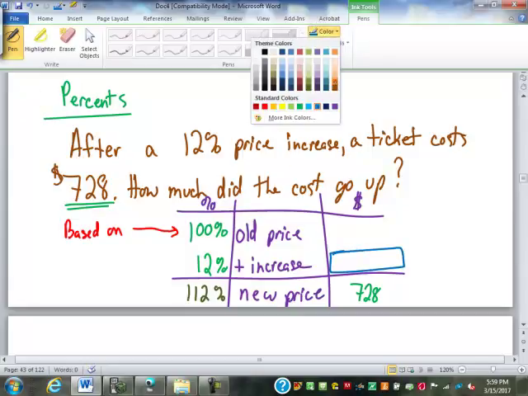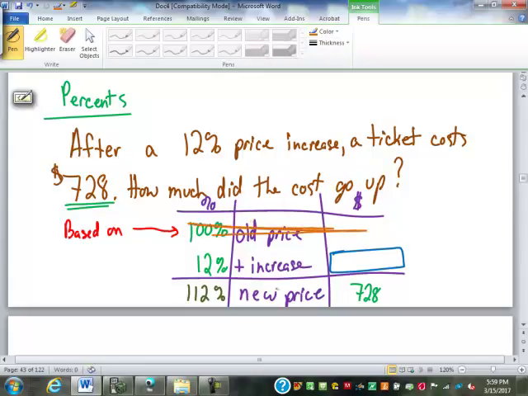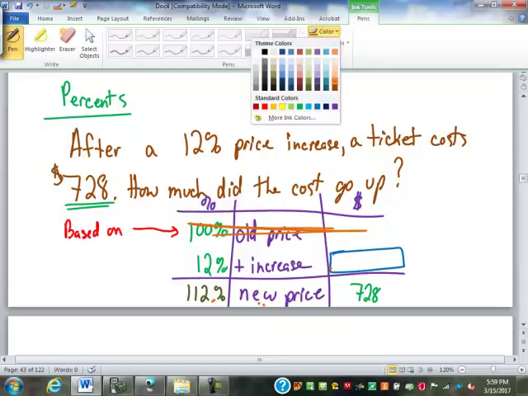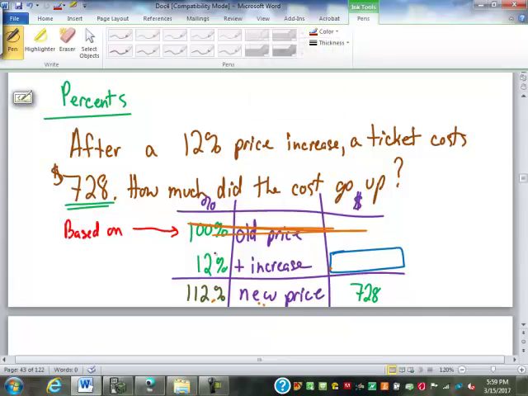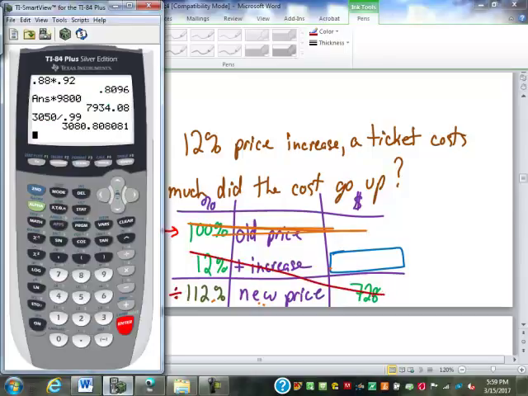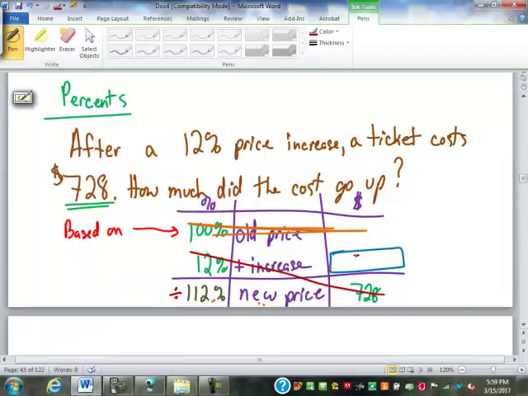So here, I don't need this line. The bottom line, the new price, I have both the percent and the dollar amount. So I'm going to use that one. And I'm looking for the increase. So to find that missing number, I can do it right in the table here. Cross multiply: 12 times 728 divided by 112 gives me $78. So the price of that ticket went up by $78 due to that 12% increase.